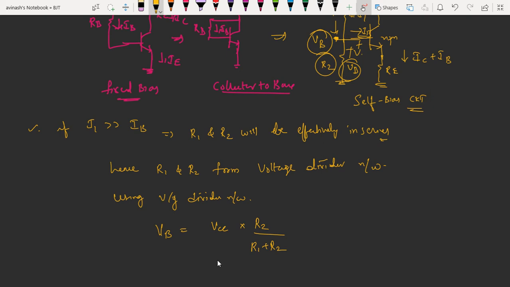So that implies, what is the value of VE? Emitter voltage will be nothing but the current flowing through this resistance, IC plus IB, into RE. Hope this point is clear to everyone. This is not IC now, this is IE, because the current flowing through this part will be IE, no? So this will be IE plus IB.